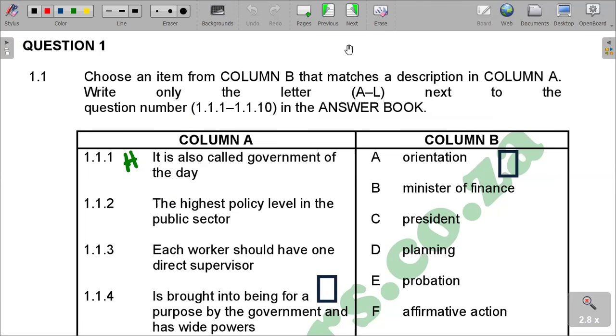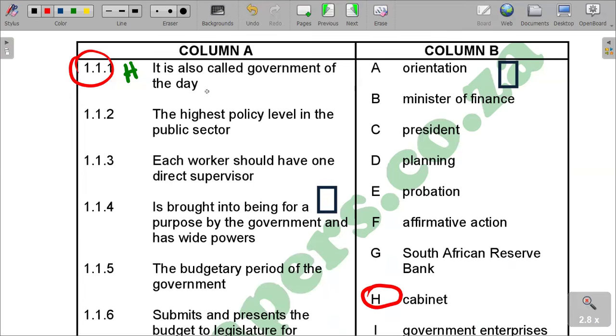So it is 1.1. It is also called Government of the Day. Government of the Day is run by the Parliament. It is the government that runs the government, or is called the Government of the Day. So I'd say that the cabinet actually is the government of the day. That's why you see that we say H is the government of the day. The cabinet is actually the one that runs for the people and by the people. So it is the cabinet.